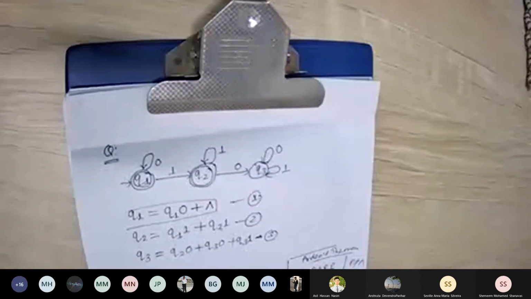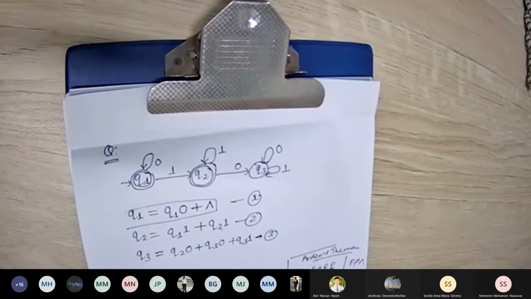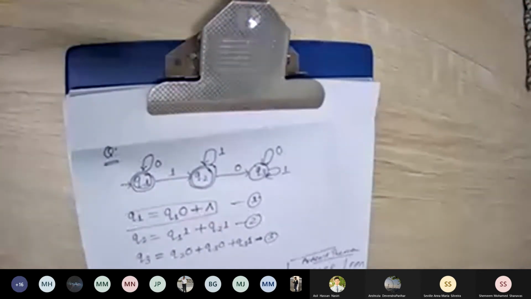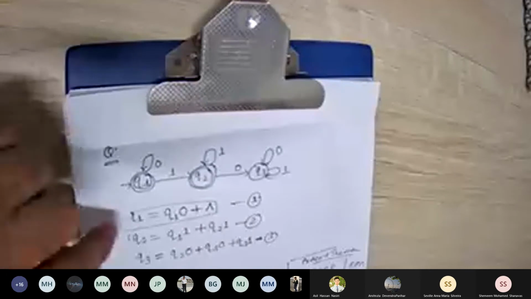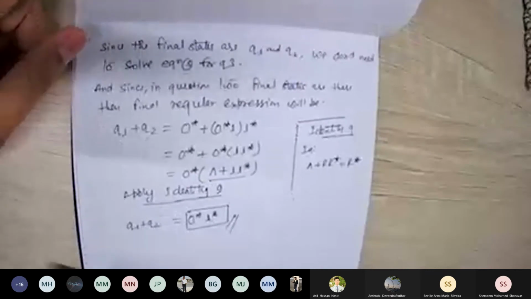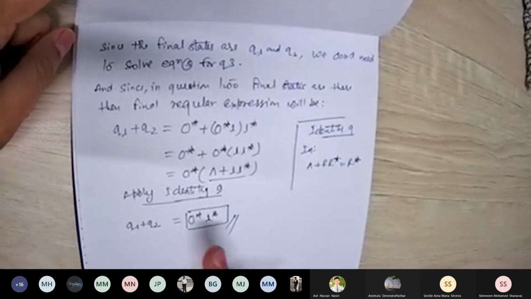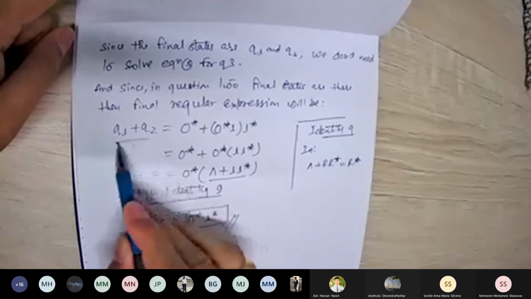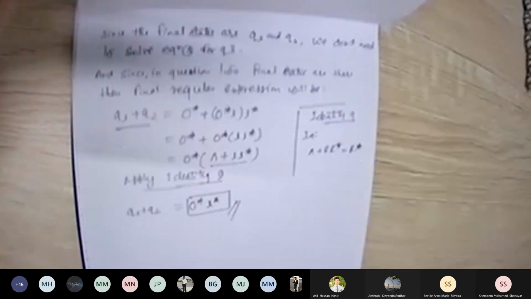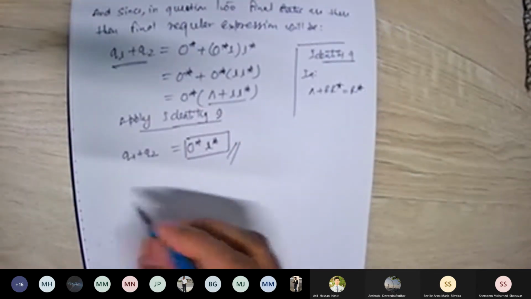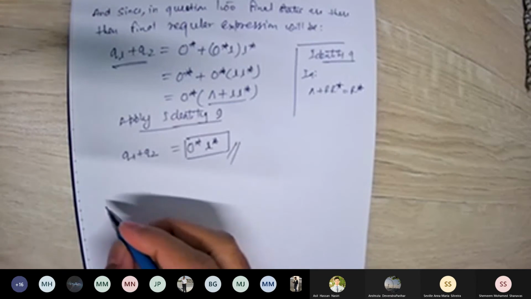Understood? What you have to calculate? If there is only one final state, you don't have to calculate or add any other thing. Since here two final states were there, that's why we were doing this plus here. Now suppose that for the same question there is only one final state.